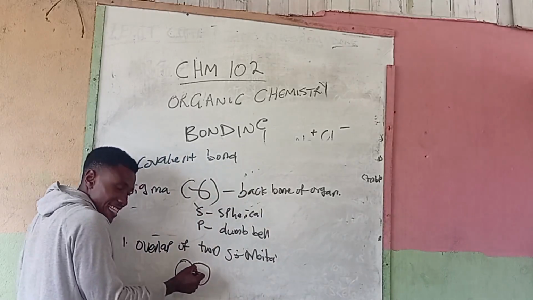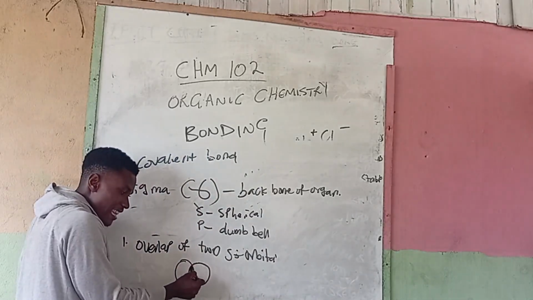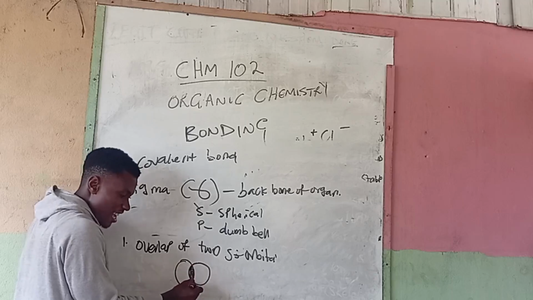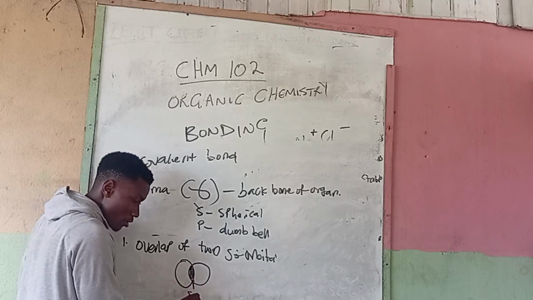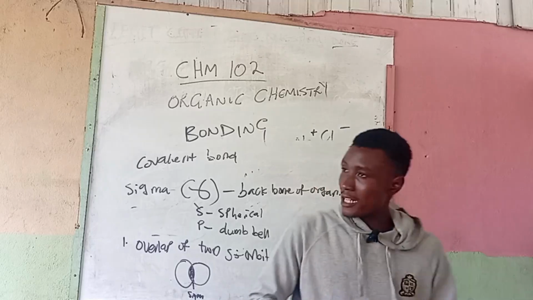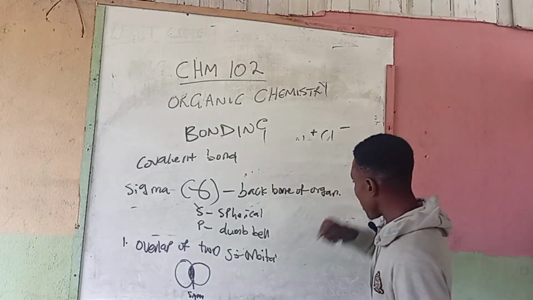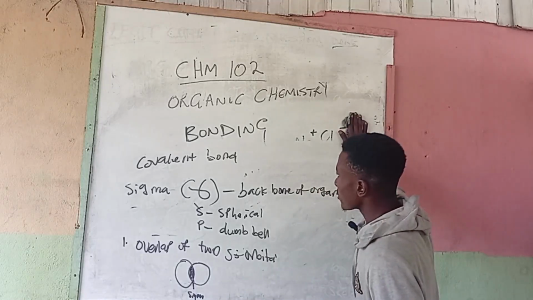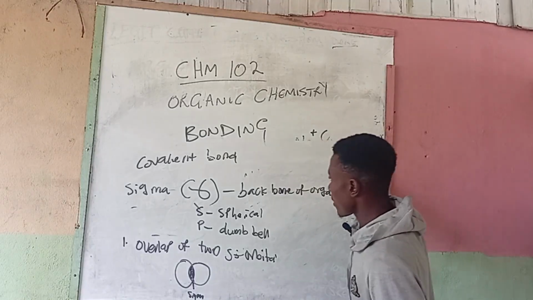And you get to see that there's an interception here. This interception, where they cross each other, is what is known as the sigma bond. That is where the sigma bond is formed. Please take note of that because I want to clean it. So I'll move on to the next one. Let's continue. Let me clean this one, right?